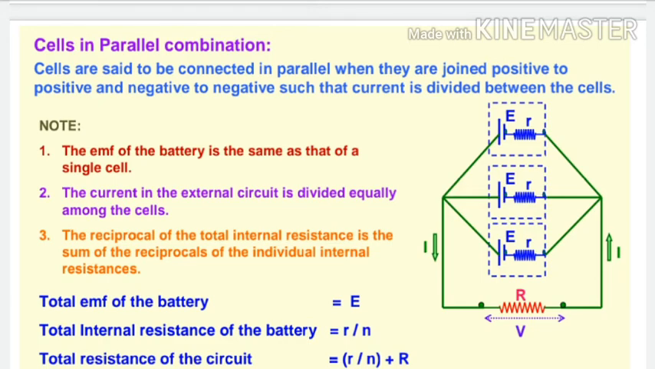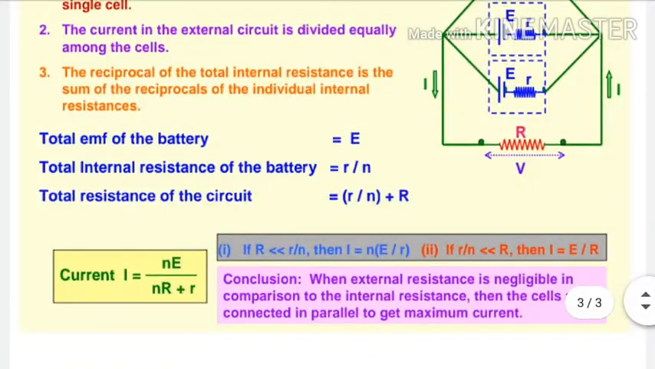Okay, now if we make the mathematical calculation here, we find the total EMF of the battery is E and the total internal resistance of the battery is r by n, because the resistance possessed by one cell is small r, so for n cells it becomes r by n, and the total resistance of the circuit is r by n plus capital R. So the current will be the total potential E divided by r by n plus R, and after solving it we find I equal to nE divided by nR plus small r.